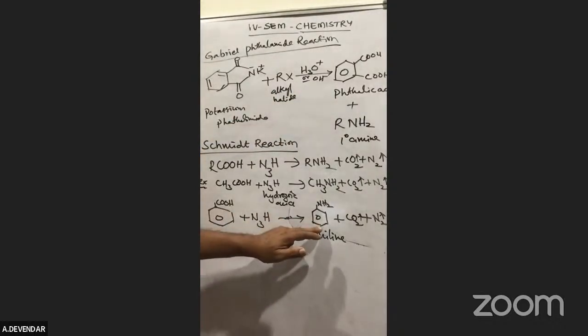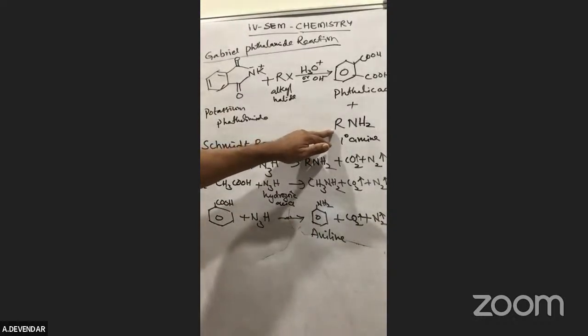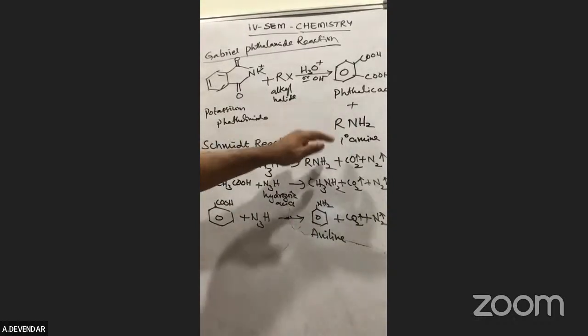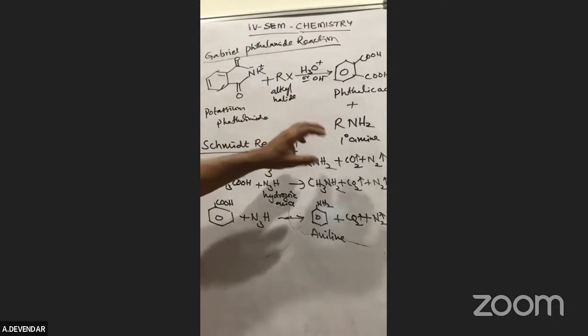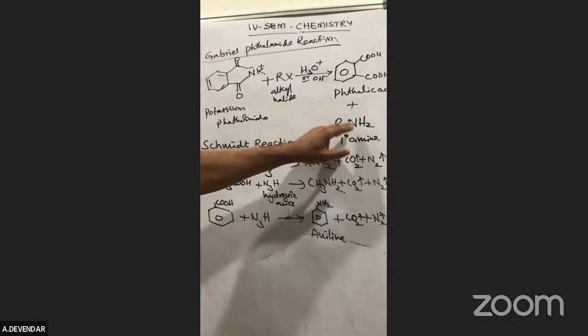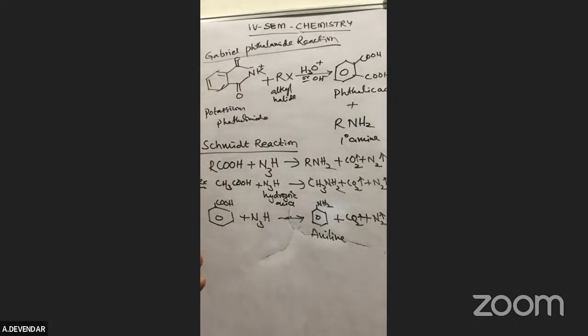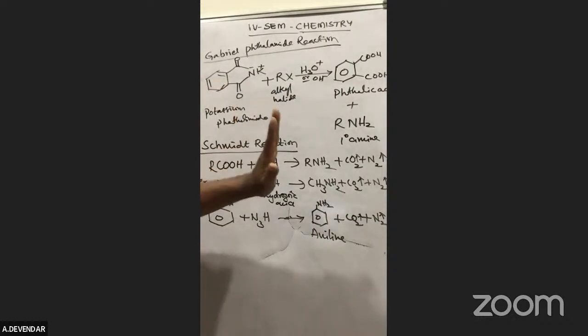When you compare it with aniline, aniline is less basic than ammonia. But the primary amines, meaning alkyl amines, are more basic than ammonia because of the increased electron density on the nitrogen atom. That is the only reason. Due to that, alkyl amines are more basic in nature compared to ammonia.